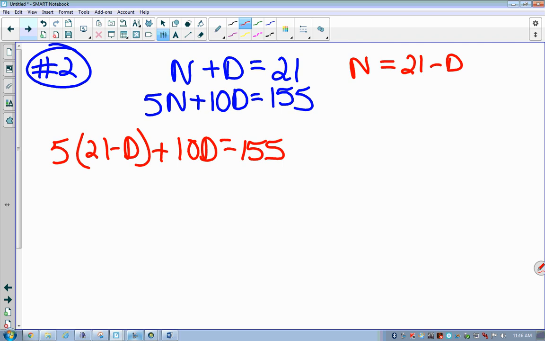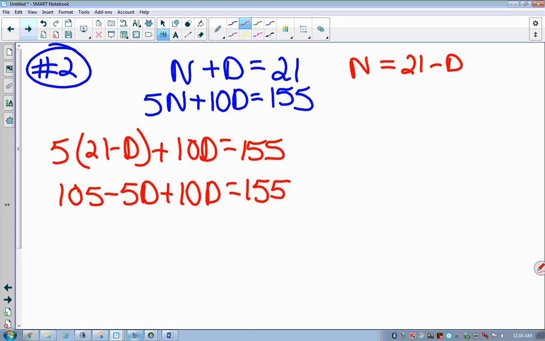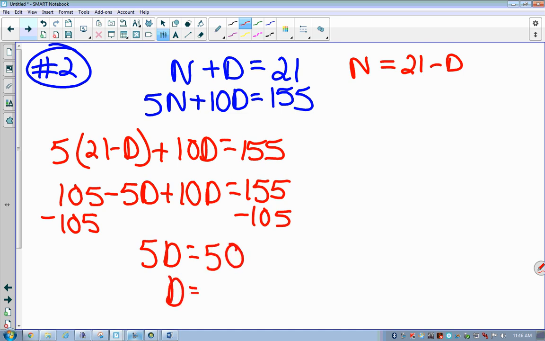Does that make sense? All right, so first thing I do is I distribute 5 times 21, which is 105. 105 minus 5D plus 10D equals 155. Let's see, we can subtract 105, and we can combine like terms so that we have 5D equals 50, you're right, 50. All right, so D equals 10.